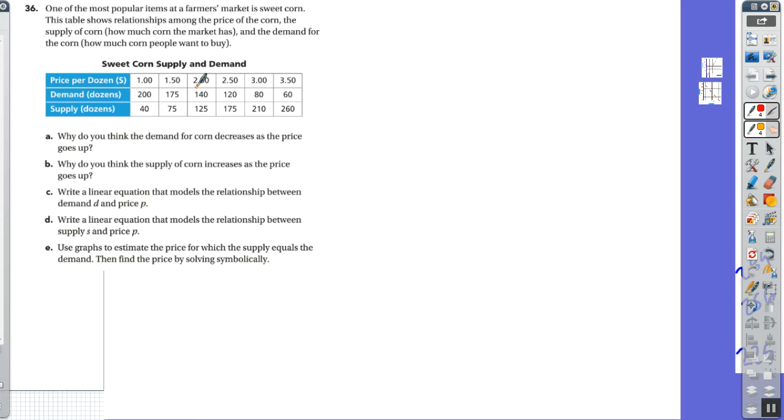This is Thinking with Mathematical Models, Investigation 2, case number 36. We're looking at corn prices, and we're looking at how the demand changes as the corn price increases. And we're also looking at how the supply of corn changes as the demand and supply increases.